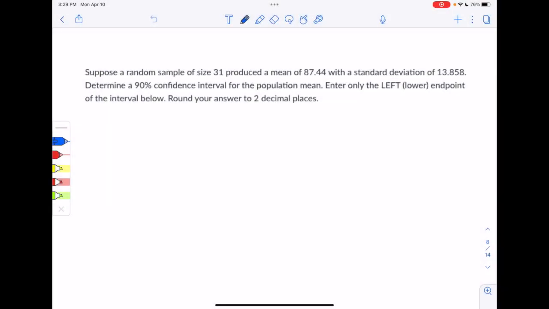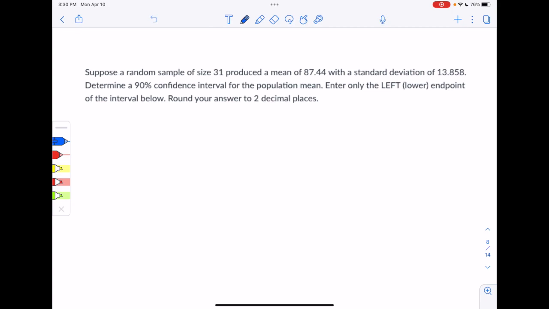This one comes from section 8.3. Suppose a random sample of size 31 produced a mean of 87.44 with a standard deviation of 13.858. Determine a 90% confidence interval for the population mean. Enter only the left or lower endpoint of the interval below and round your answer to 2 decimal places.